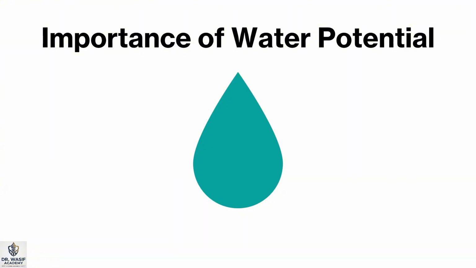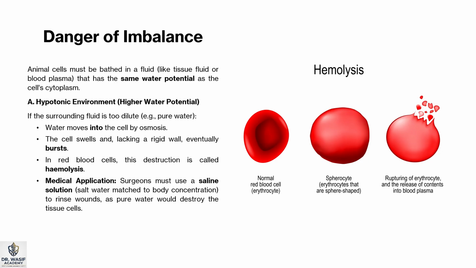Now, what is the importance of water potential? In the plant world, we have seen that a cell wall acts like a protective suit of armor. But what happens in the animal kingdom? We do not have that luxury of a cell wall. So our cells are soft, flexible, and entirely dependent on the fluid that bathes them, like our blood plasma or the tissue fluid between our muscles.